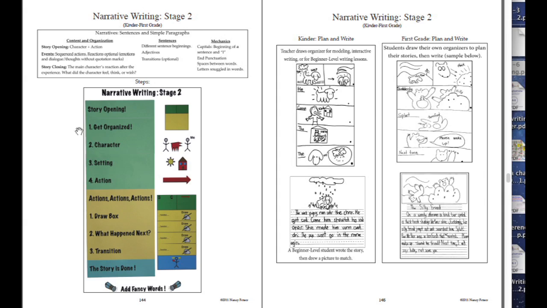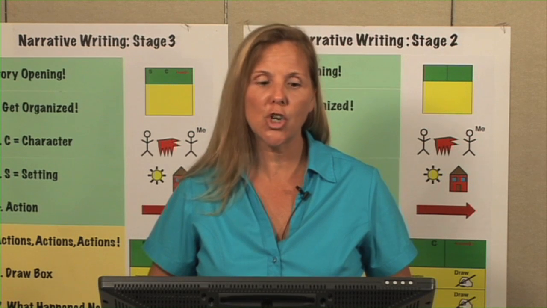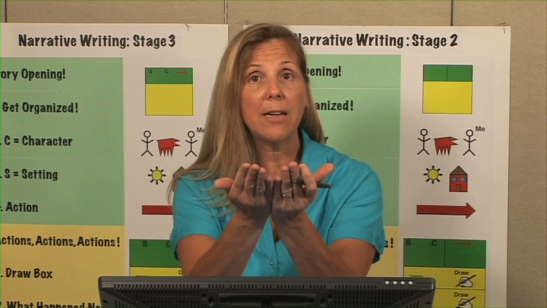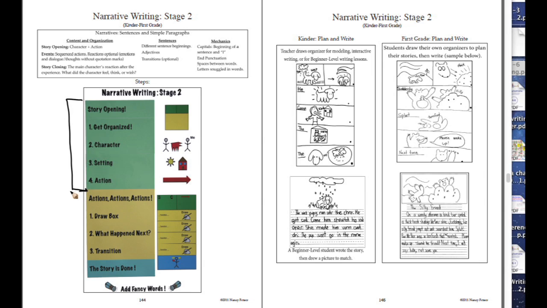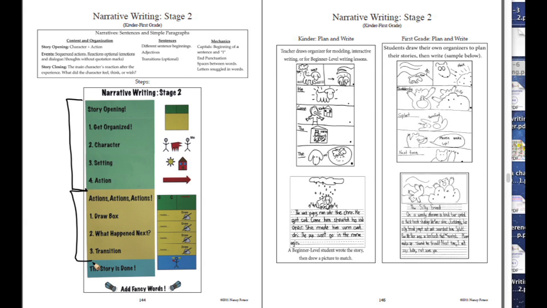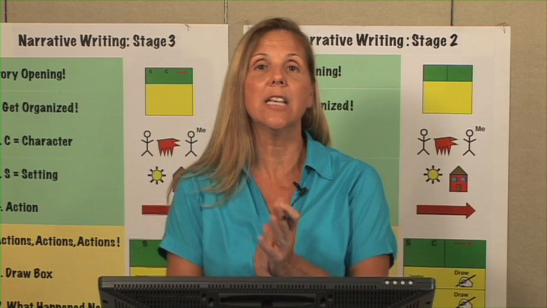On page 144, I'm going to go back up to my wall chart where it's color-coded, and I'm going to say to the boys and girls, notice our chart. See the green section? The green section is for the story opening. The yellow section are the steps that we learn for the actions, actions, actions. And the blue section, that's the steps for the story is done.